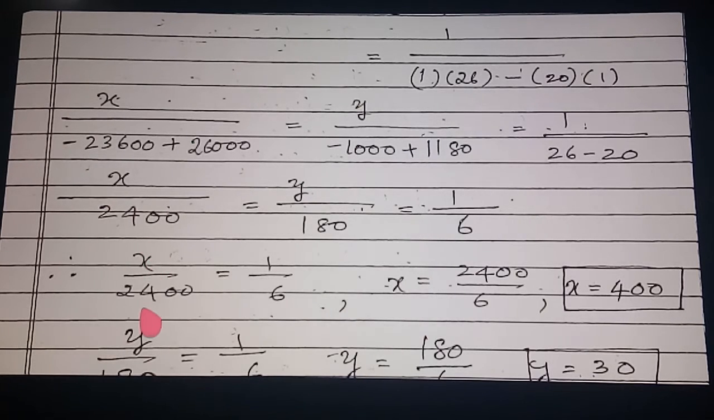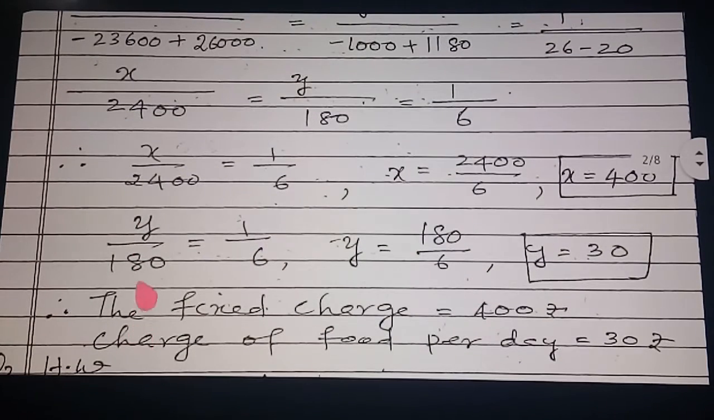So x by 2400 is equal to 1 by 6. Therefore x is equal to 2400, cross multiply, so 2400 by 6, that means 400. And y by 180 is equal to 1 by 6. Therefore y is equal to 180 by 6, therefore y is equal to how much? 30.